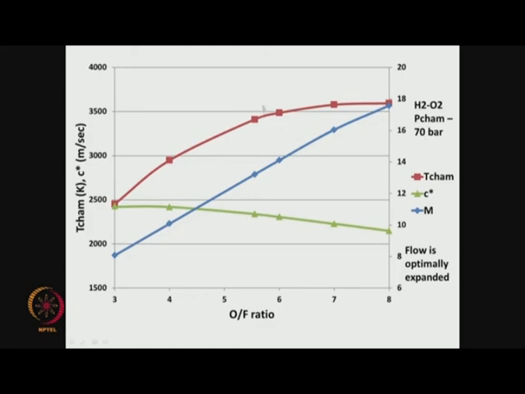Now, if you see, at around 5.5 is where chamber temperature is also high, and molecular weight is also not as large. So, you will find that the C star values are very good. Now, with these C star values, if you multiply by the CF, which is a function of nozzle area ratio and pressure ratios, you will find that you get a very good ISP at around 5.5, which is why most rocket motors which use hydrogen oxygen combination operate around this oxidizer to fuel ratio.